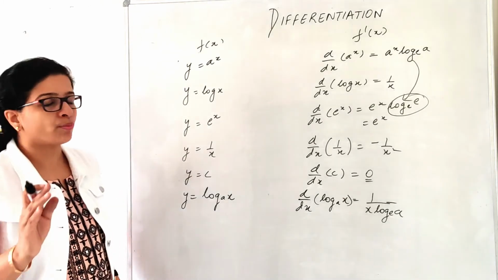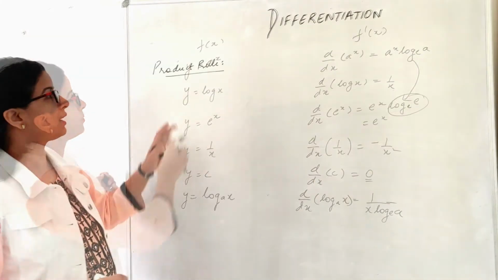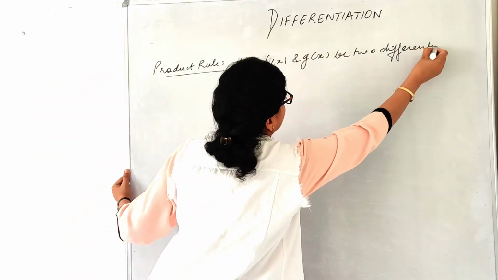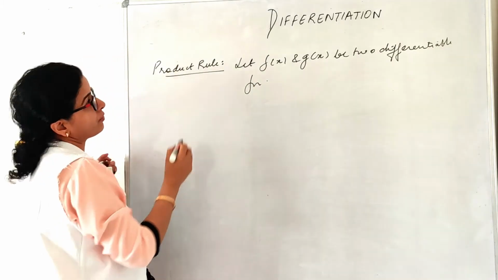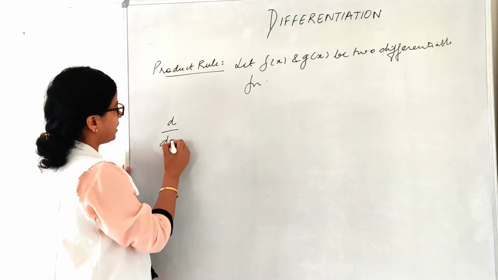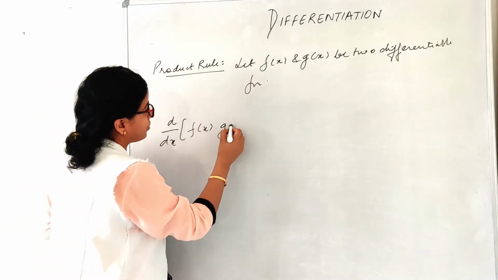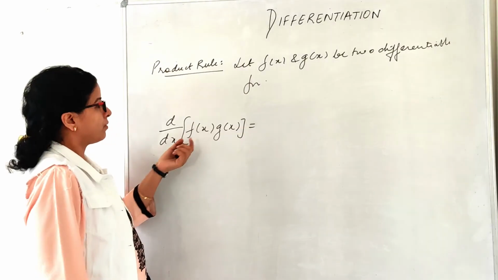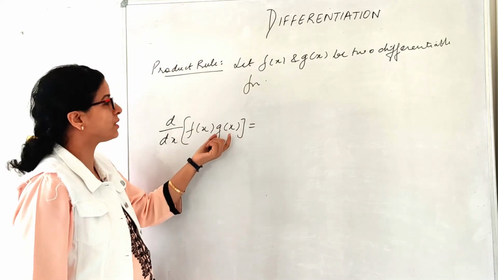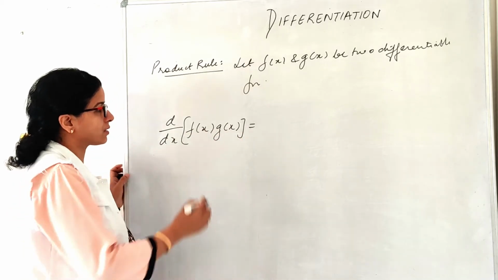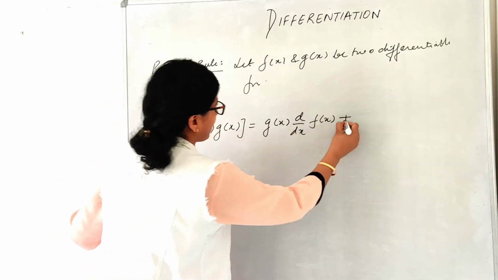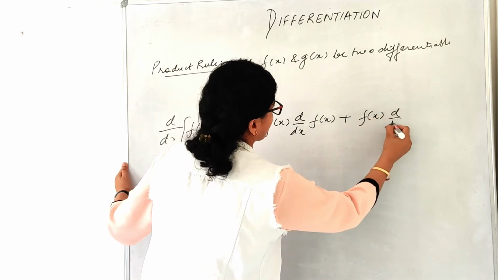Now we'll recap the product and the quotient rule. Okay, let us take the product rule. Let f(x) and g(x) be two differentiable functions. So if we want to find the differentiation of the product of these two functions, d upon dx of f(x) into g(x), it will be equal to, we'll first differentiate the first function, keep the second function as it is, plus differentiation of the second function, keep the first function as it is. So how are we going to write? g(x) d upon dx of f(x) plus, now keep f(x) as it is, differential of the second function.